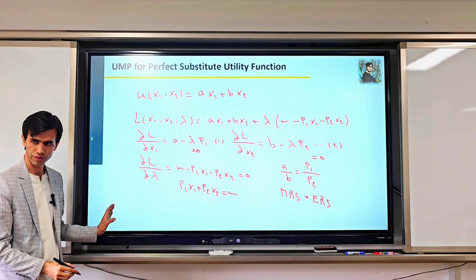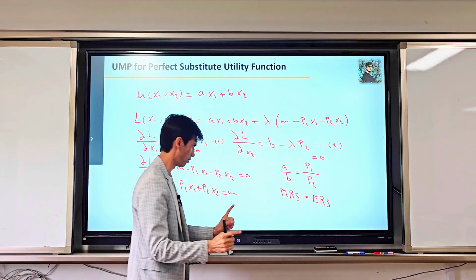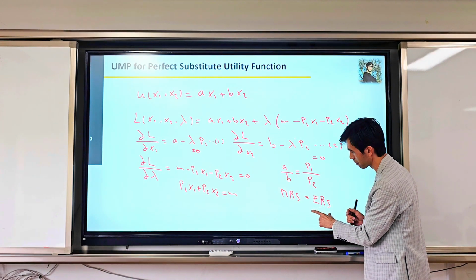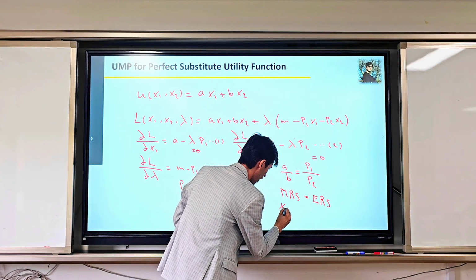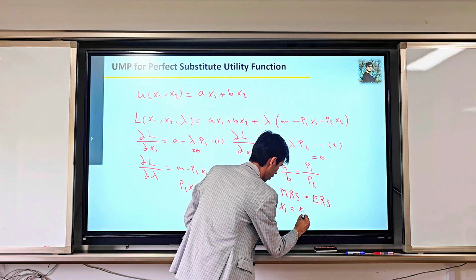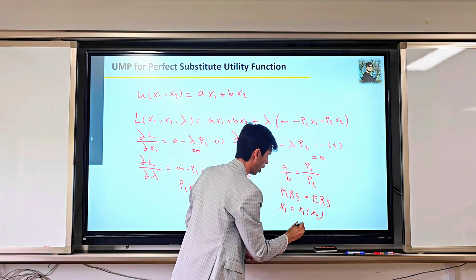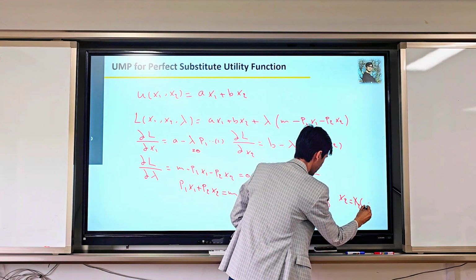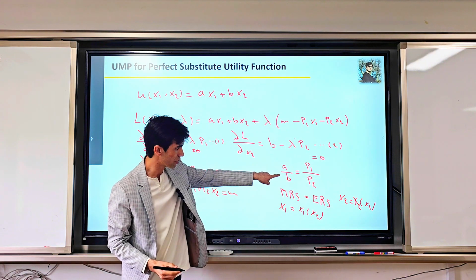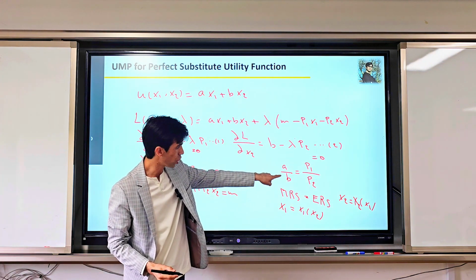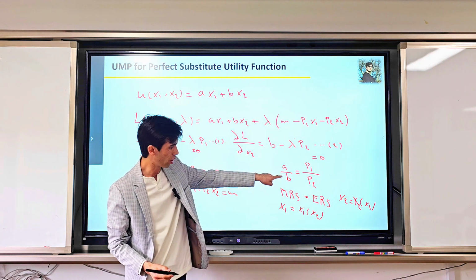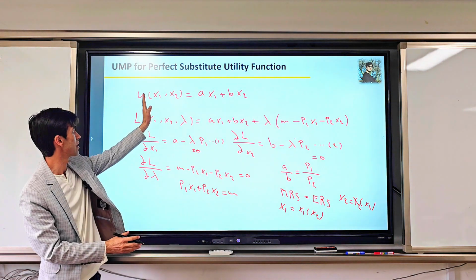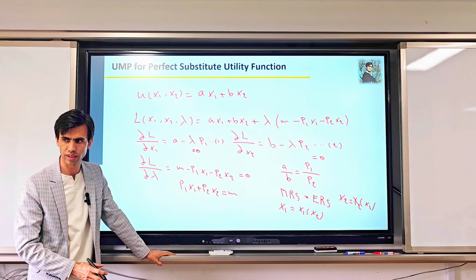As you remember, in the case of Cobb-Douglas and CES utility functions, when we find the marginal rate of substitution and make it equal to the economic rate of substitution, we then find x1 as some function of x2, or x2 as some function of x1. But can we do that here? We don't have any x1 and x2 here. We only have a over b and p1 over p2. That's why using the Lagrangian method for this perfect substitute utility function will not work.